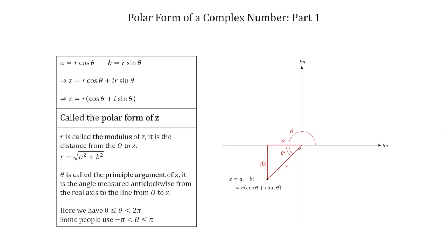And so this is how, given a complex number in the form a plus bi, you can write it in its polar form, r (cos theta plus i sine theta).